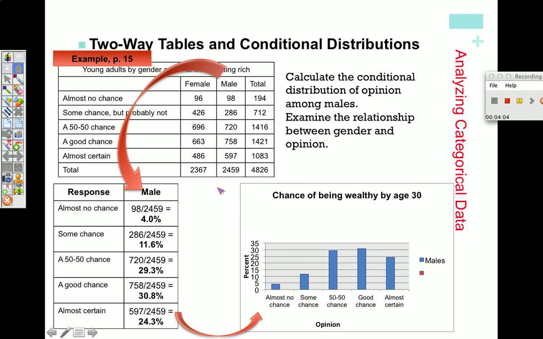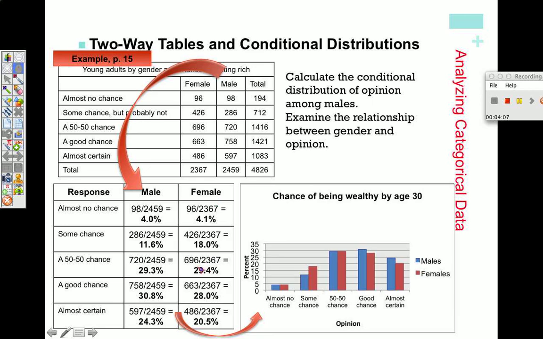If we want to compare this to the female conditional distribution, we do the same thing but with the females. So 96 out of 2367. Notice the males, it's 98 out of 2459. Here divided by that. And now we can compare, and what you notice is that we have a lesser percent of females thinking that we have a good chance or almost certain chance of being wealthy by the age of 30.